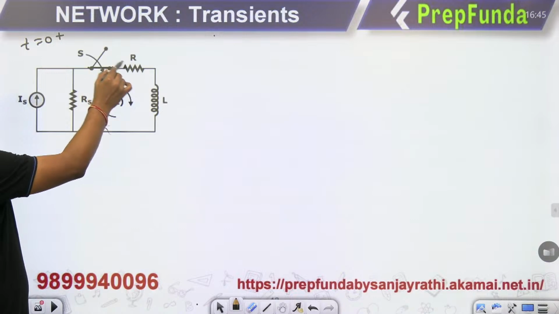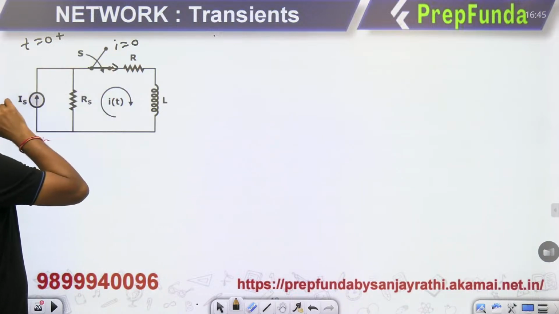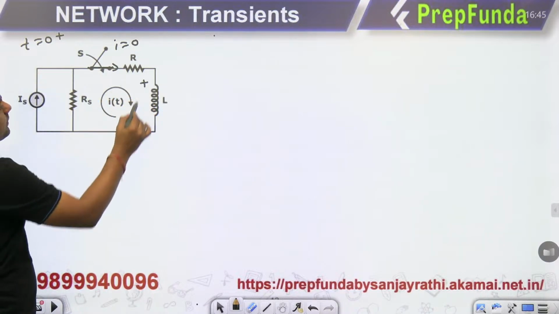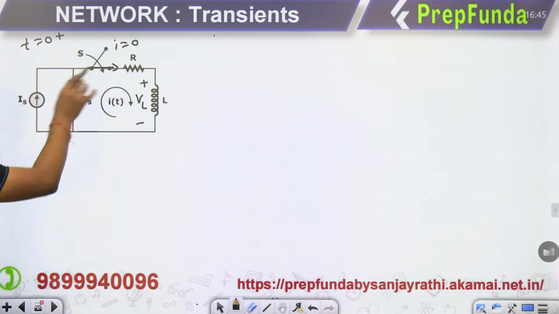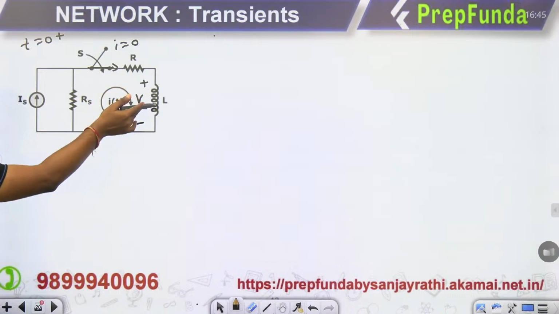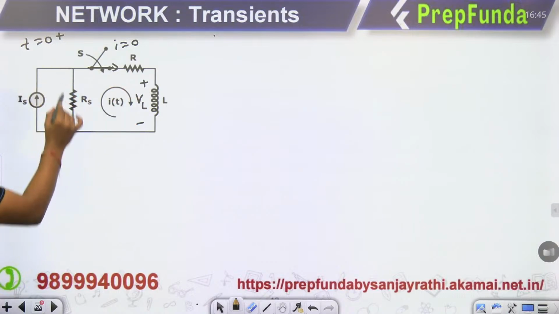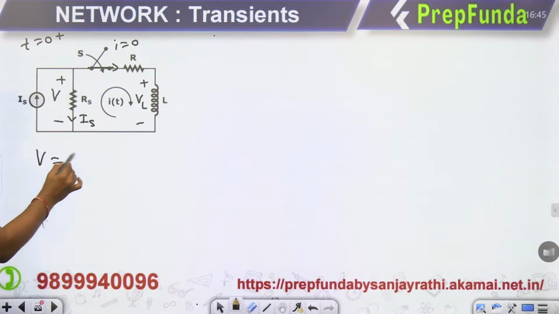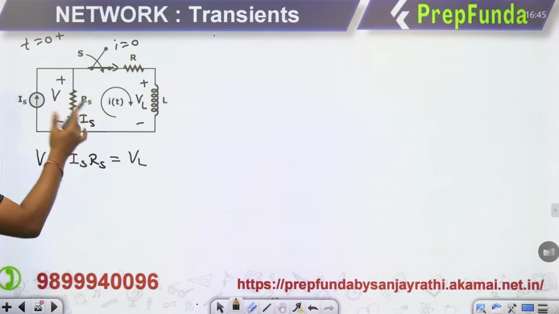This current through R is what? 0. Initially it is 0. Now the inductor has some voltage VL. Now what about this current? In this branch the current should remain 0 because the inductor does not allow sudden change. That's why IS will pass through RS. It will develop a voltage V. What is the V? IS RS. And that is equal to what? VL. Why VL?